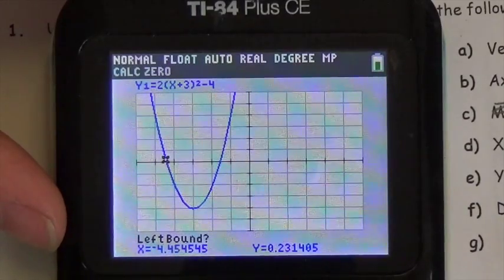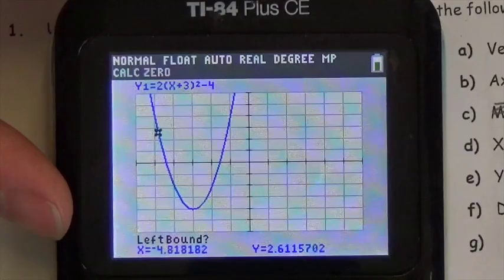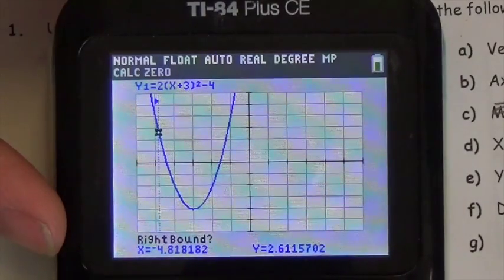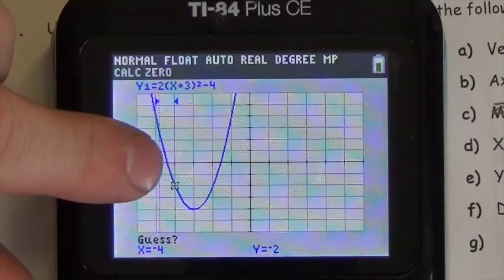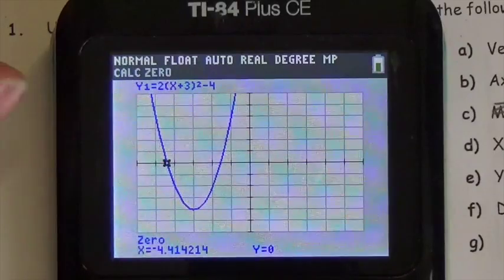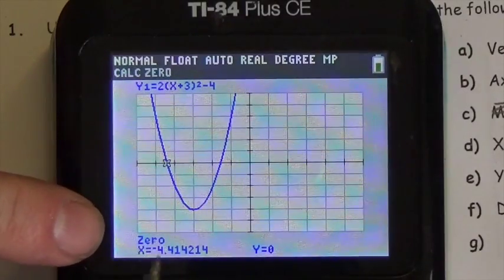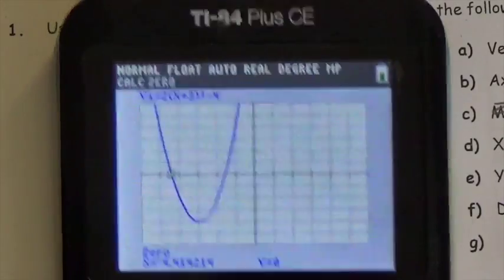my cursor over. So this right here, where I've got the cursor, is roughly the x-intercept of that parabola. I'm going to move it to the left a little bit, press enter, go back, move it to the right a little bit, press enter, so that x-intercept is in between those two. And when I press enter for a third time, it will jump my calculator to that particular value there, which in this case, again, to the nearest tenth is negative 4.4.